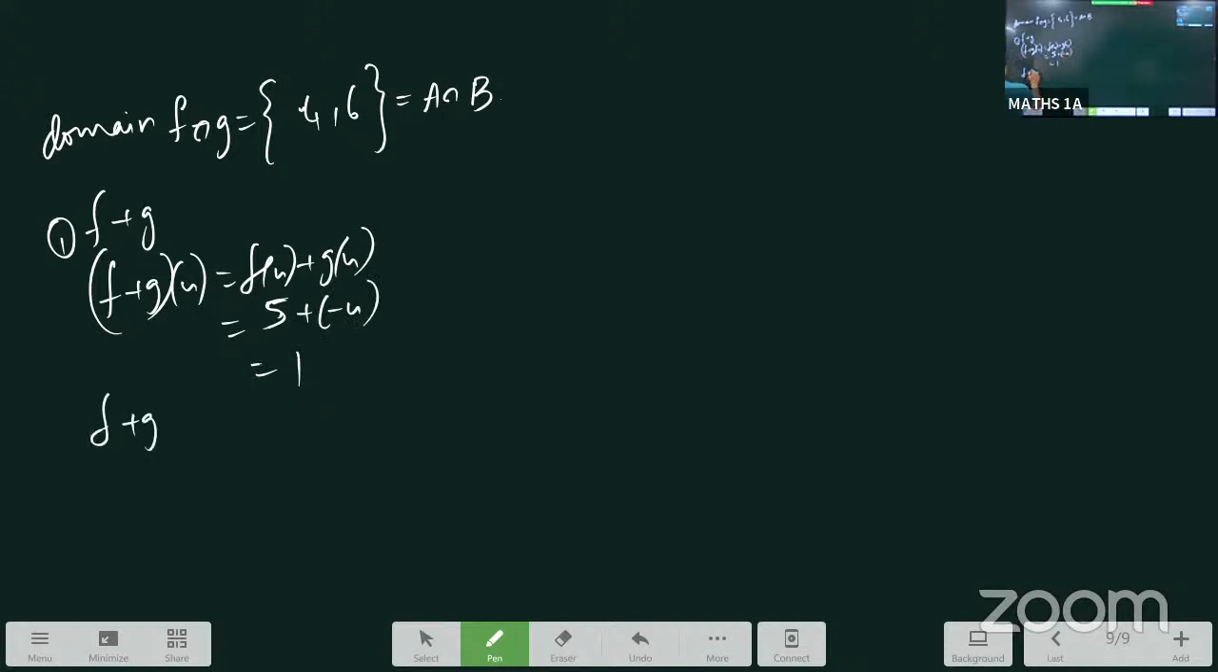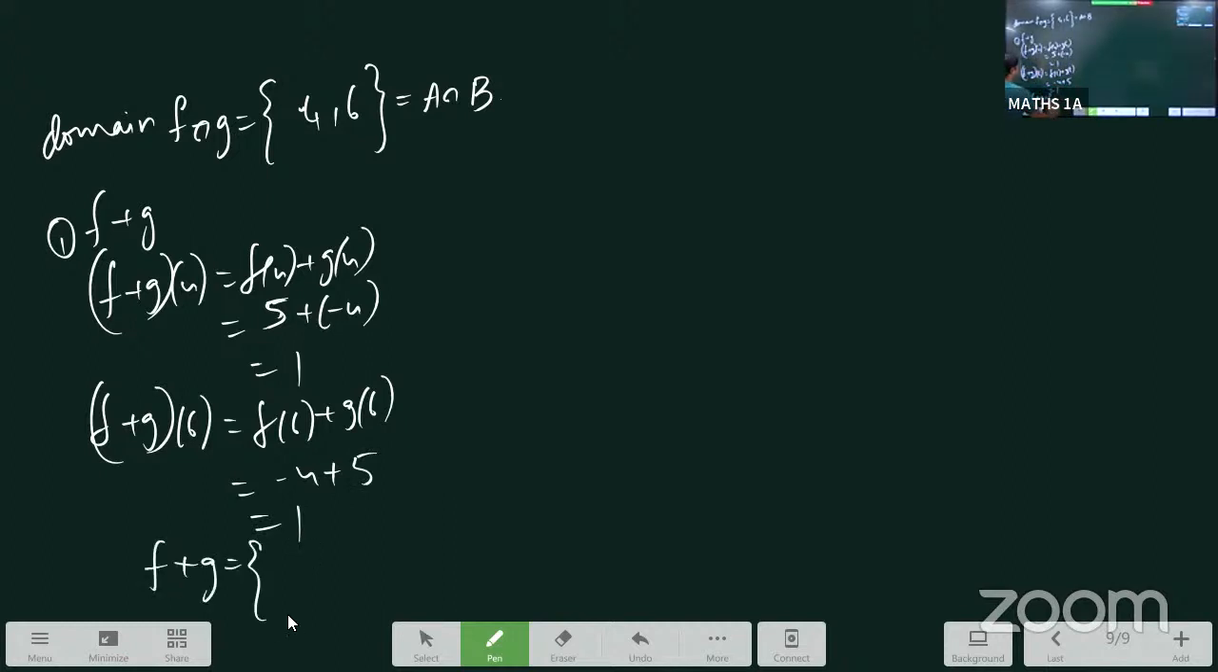Next, f plus g of 6, because 4 and 6 are your common elements, right? That is f of 6 plus g of 6. What is your f of 6? Your f of 6 is minus 4 and g of 6 is 5. It is nothing but 1. So f plus g is nothing but {(4,1),(6,1)}. Okay. And from here onwards, let us do it a little more directly.